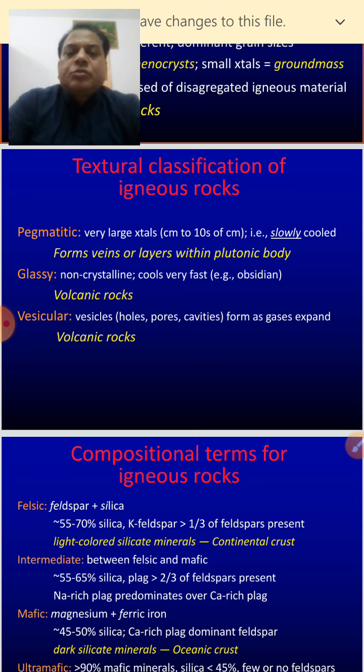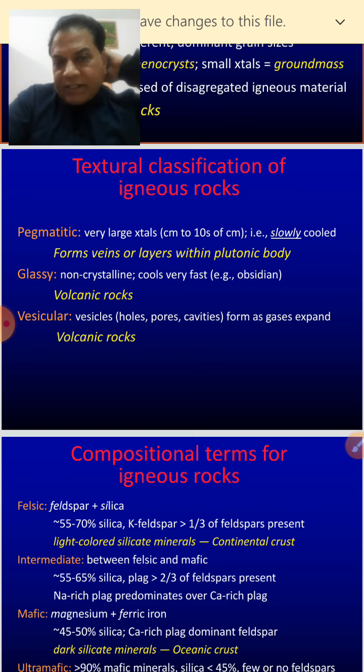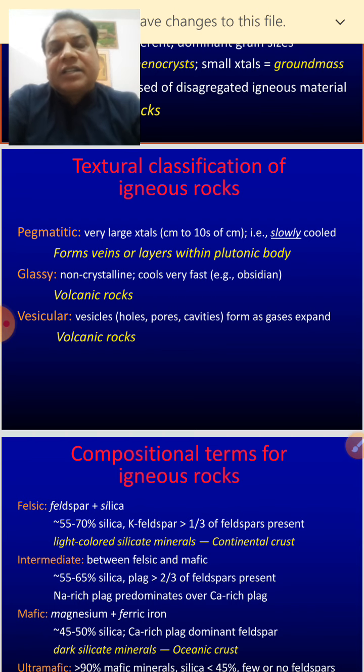Means the grains are so small that you miss them even under a microscope, and the grains are as large as you cannot take in your arms. So the pegmatitic texture means they are very large, centimeter to 10 centimeters, slowly cooled, forming veins or layers within the plutonic body. So that is pegmatitic: extremely large grain-sized igneous rocks.